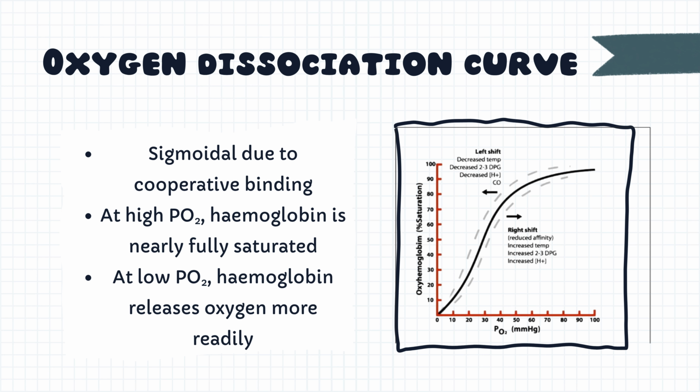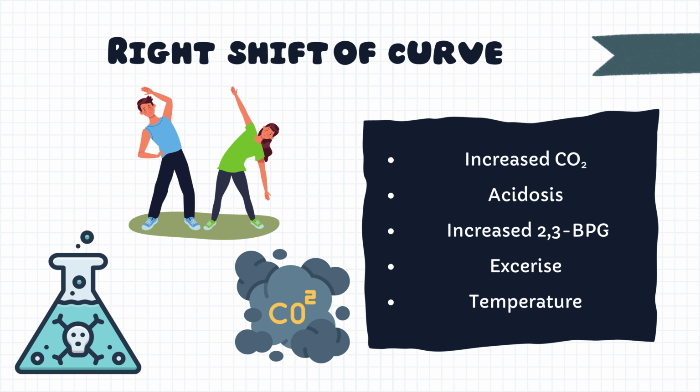This curve shows how easily hemoglobin binds to or releases oxygen. A right shift means hemoglobin has a lower affinity for oxygen. It lets go of oxygen more easily in the tissues. A left shift means hemoglobin holds on more tightly, making it harder to release oxygen. These shifts are critical because they determine how much oxygen is actually delivered to your cells, especially under stress, illness, or changing environments. Let's start with the right shift.